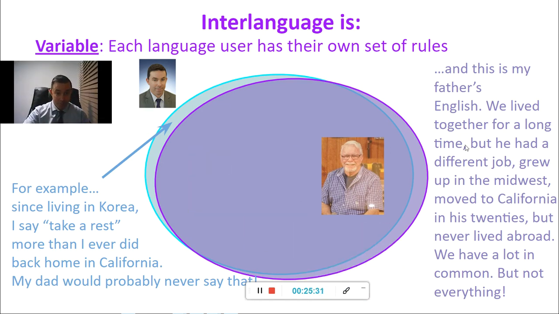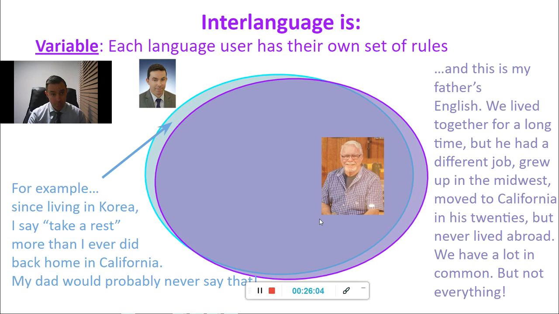Okay, and this circle, the bluish one, purple, represents my father's English. So we lived together for a very long time, but he had a different job. He grew up in the Midwest, moved to California in his 20s, and he never lived abroad. We have a lot in common, but not everything. Even our language use is different. Sometimes he has regional features in his English that I don't have.